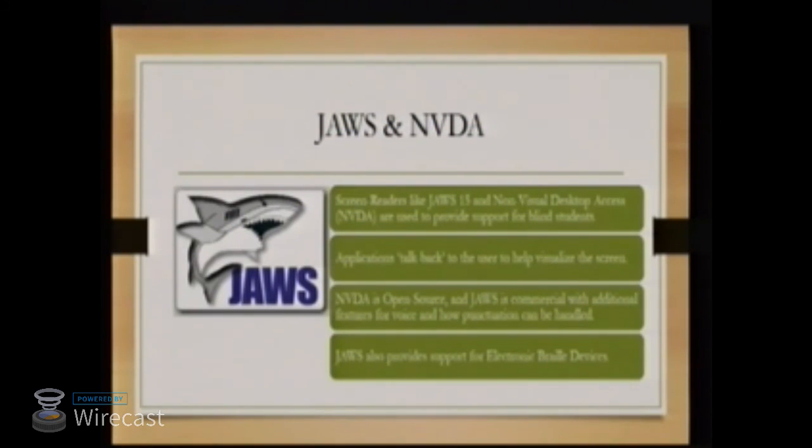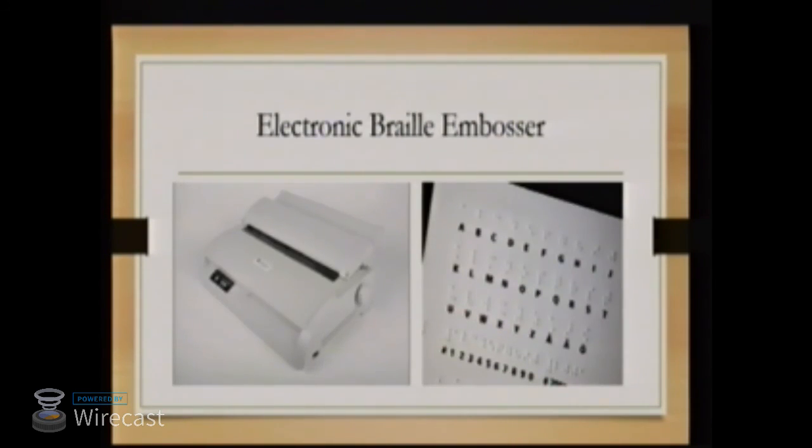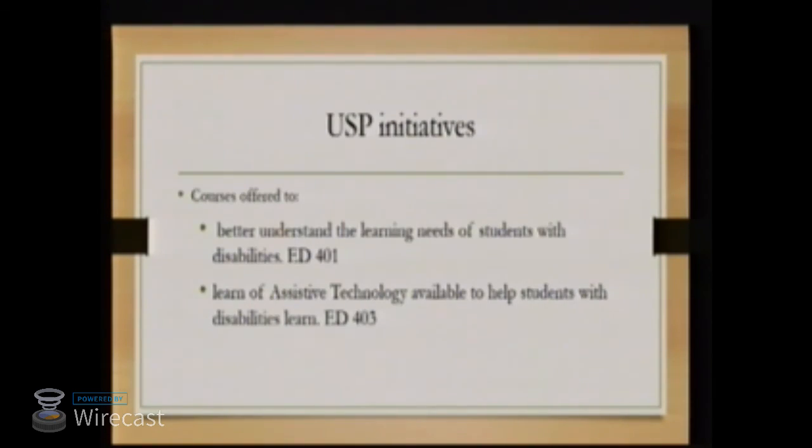And then, as was discussed before, we have the JAWS and NVDA. It's a screen reader that helps blind students access whatever information is being displayed. And this is actually very important if you're moving towards online learning, then it has to be accessible to the blind students. And this one is called the electronic Braille embosser. It actually prints material in Braille so that students who are blind can have a read if they're wanting a print copy.